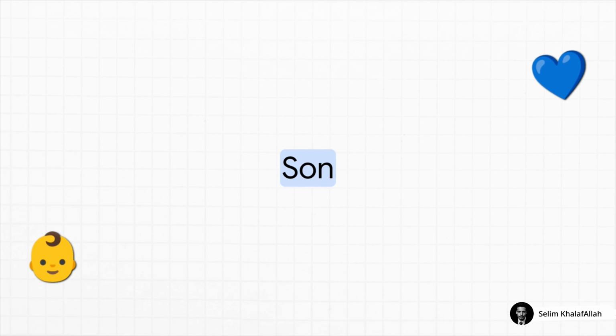If you have a male child, he is your son. Try saying that one, son. And if you have a female child, she is your daughter. Let's say it together now. Daughter. Fantastic. Those are the most common words for the close family.